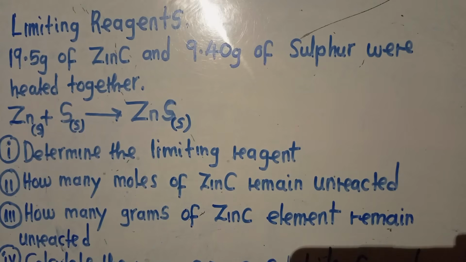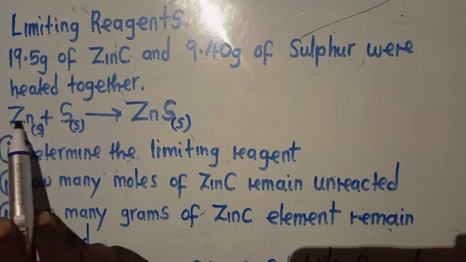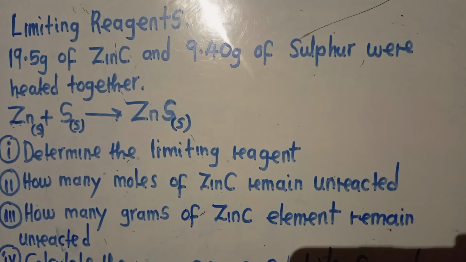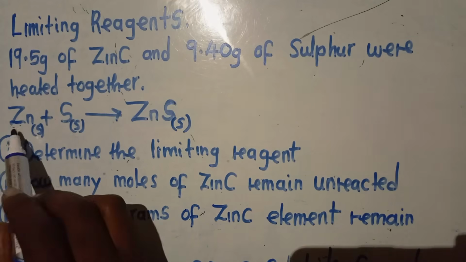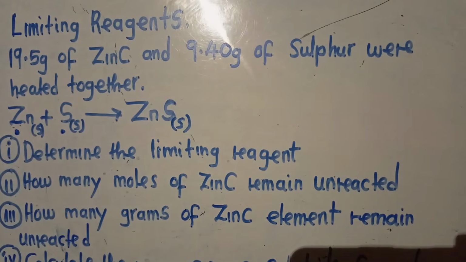If you are told to determine the limiting reagent, you need to understand that the limiting reagent is a reagent that finishes first before the end of a chemical reaction. So how do we determine the limiting reagent between these two? We calculate the number of moles for zinc, and we calculate the number of moles for sulfur. The one that has fewer moles is the limiting reagent.